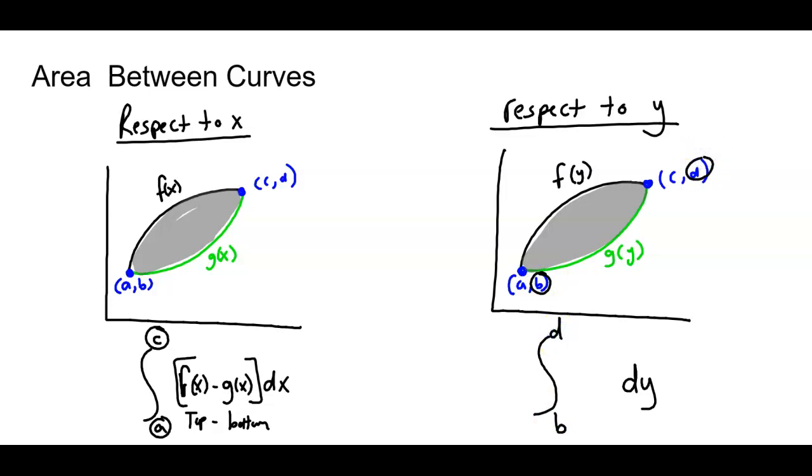So it's the y values for the limits instead of the x values. And second of all, it's not top minus bottom, but it's right minus left. And in this case, the g function is farther to the right than the f function is. So this one would be g minus f because it's right minus left. Okay? And so that's how you can find area between curves. Let's go ahead and take a look at our next slide.